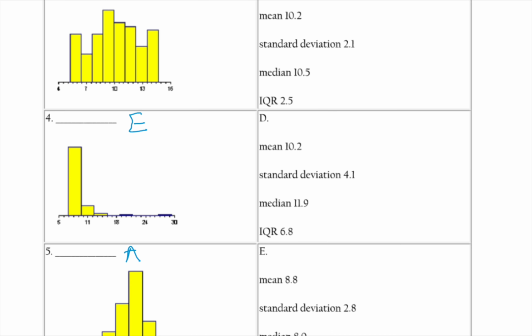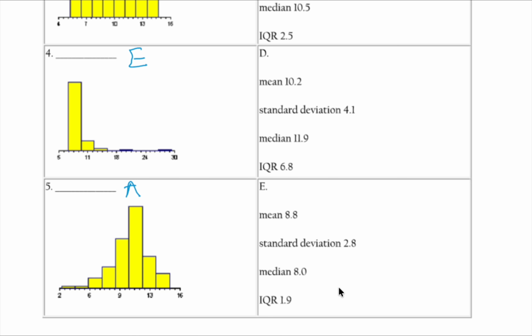And for histogram 4, this is a strongly right-skewed histogram with most values small and a long tail to the right. In a right-skewed distribution, the mean is greater than the median. Option E right here has mean 8.8 and median 8.0, which fits that pattern perfectly. So histogram 4 matches E.